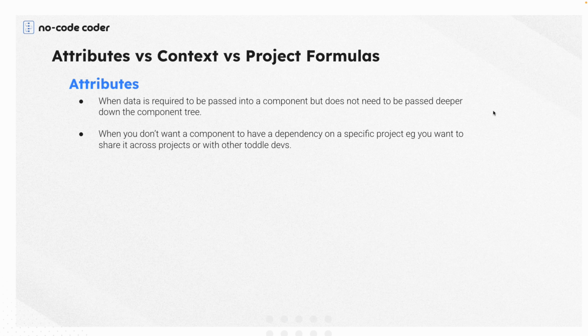The other circumstance is when you don't want a component to have a dependency on a specific project. For example, you want to share it across projects or with other toddle devs. So obviously if you're building, let's say, a widget like a special button that's got some special styling and some nice effects on it, whatever it may be, and you want to use that across multiple projects, and maybe you want to share that with other people, then you can't have a dependency on a specific project.